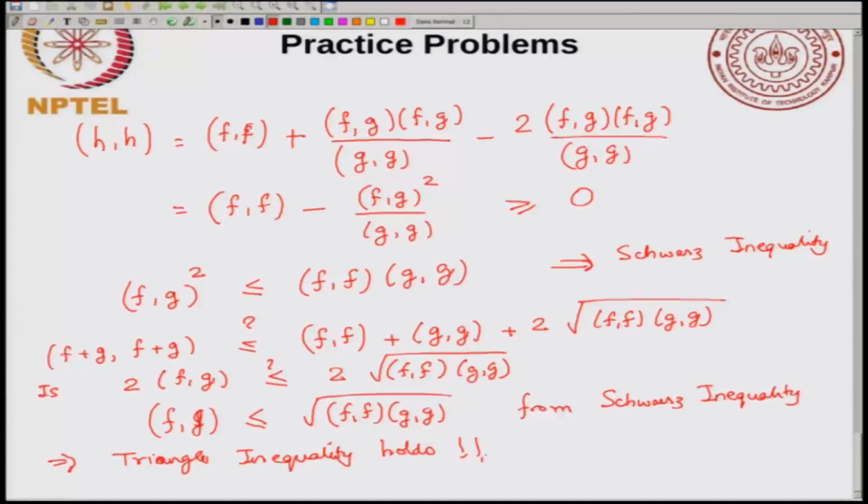So what we have shown is that the Schwarz inequality and the triangle inequality hold for any arbitrary inner product space. We have restricted to the real inner product, but you can do the corresponding thing for the Hilbert space also. Okay, so I will stop here.